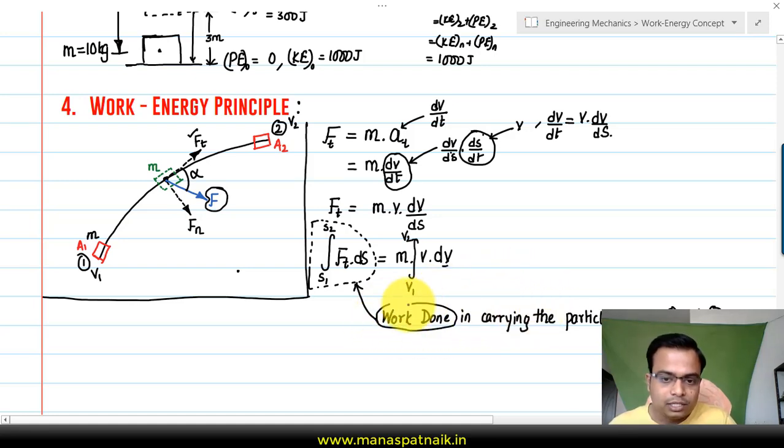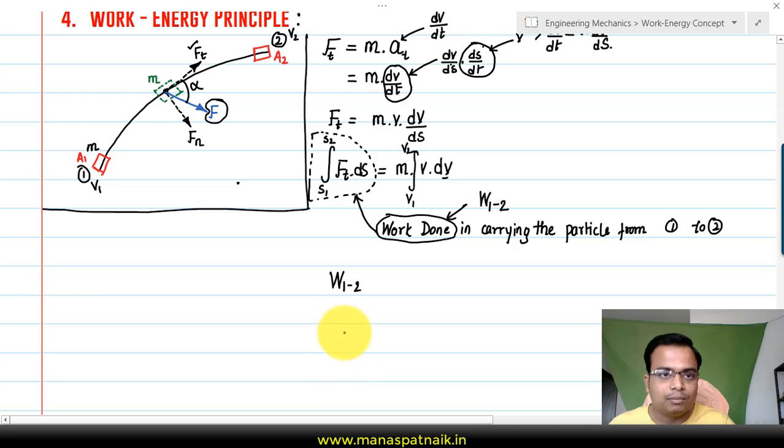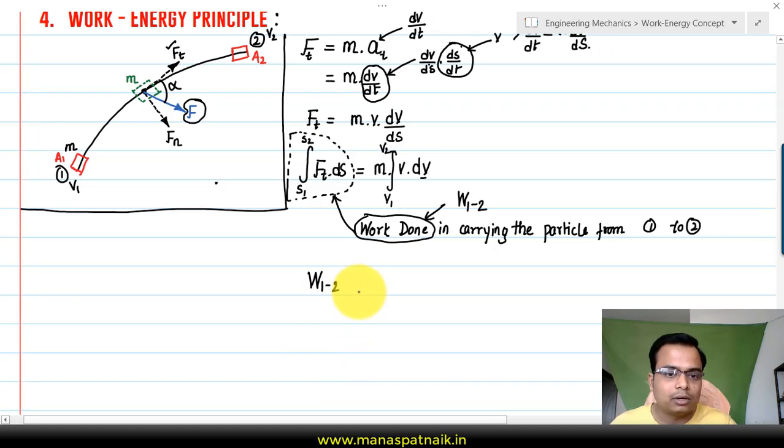What is this work done? This is the amount of work done in carrying the particle from position 1 to position 2. Who does the work? This force does this work, right? So on the left hand side, we can replace this by W12, which is going to be equal to m times a very simple integration. v dv is nothing but v square over 2.